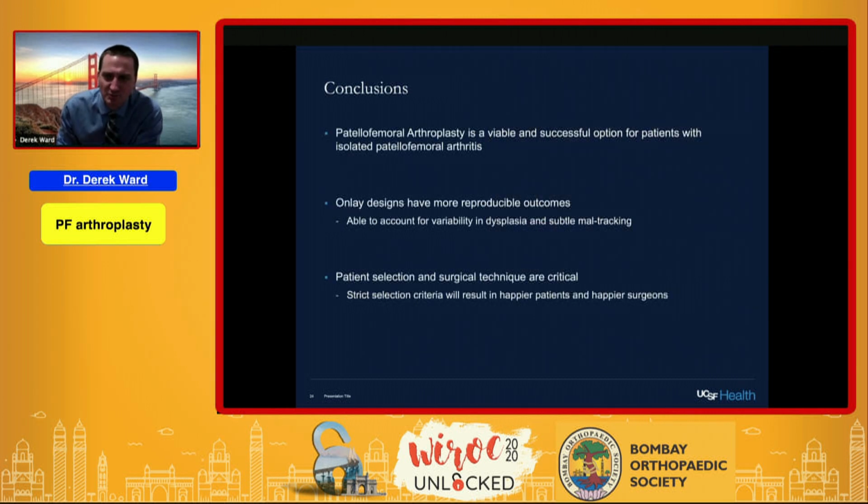So I think these are good procedures for the right patients. I choose an onlay design. I think that has more reproducible outcomes. And patient selection and surgical technique are critical. Happier patients and happier surgeons.